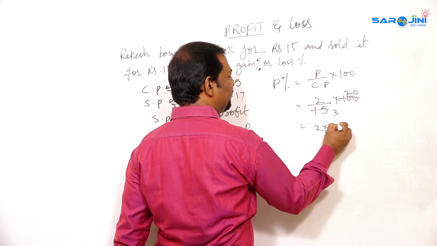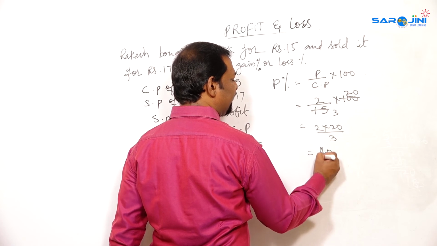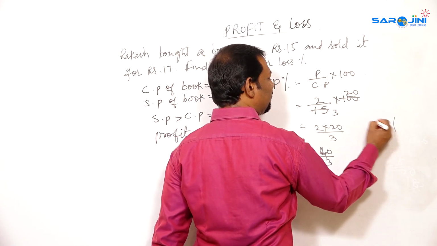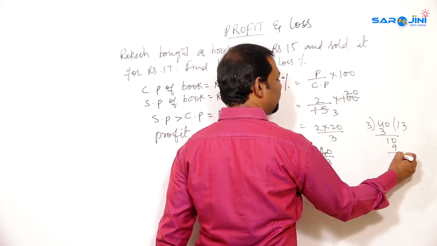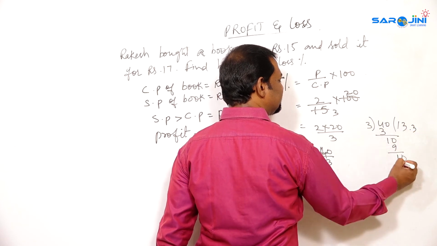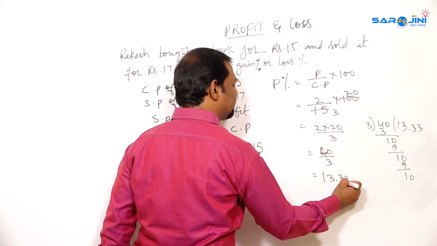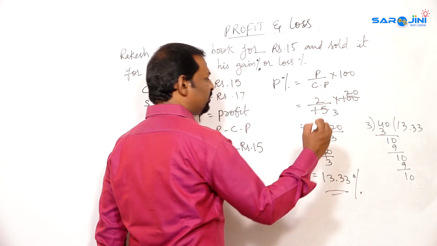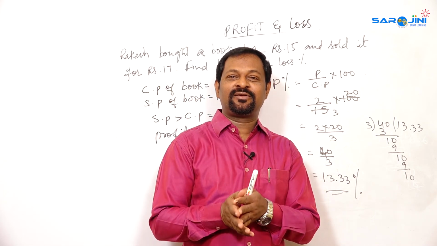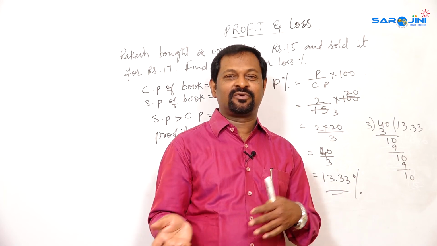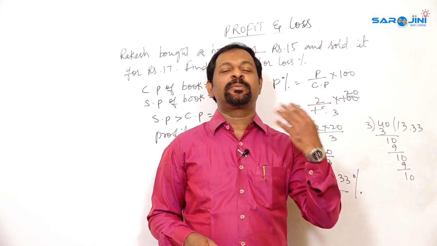Here, cancel what you can. So 2 into 20 by 3, that is 40 by 3. Now do it in the rough column. 3 ones are 3, 1 remainder, 3 threes are 9, again 1 remainder, decimal point, 3 threes are 9, 1 remainder, again 3. So it is 13.33%, we can write that. In this way, we can find out profit, loss, profit percent and loss percent, if he gives the cost price of an article and the selling price of an article.